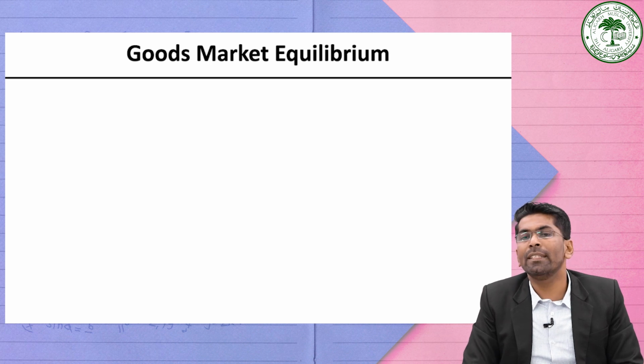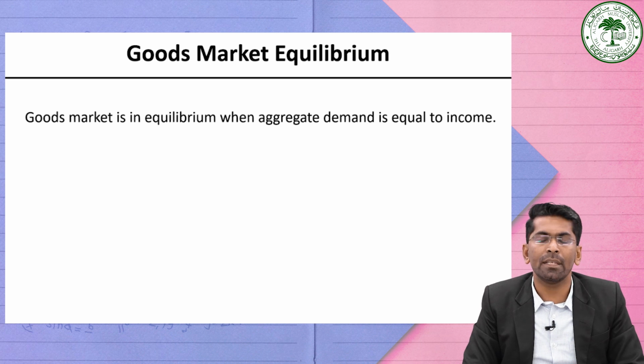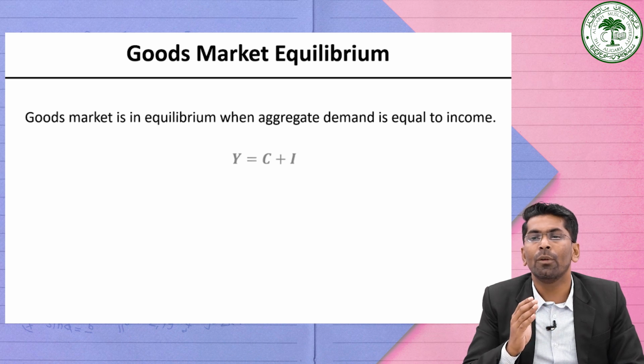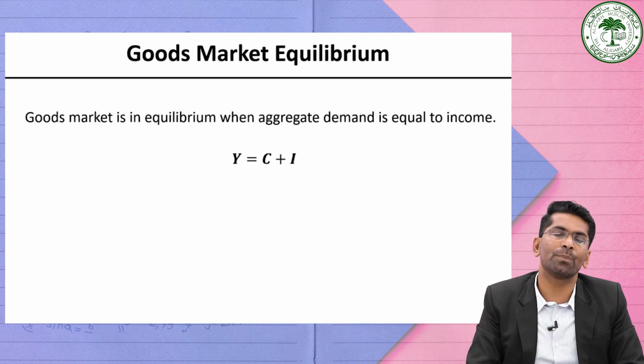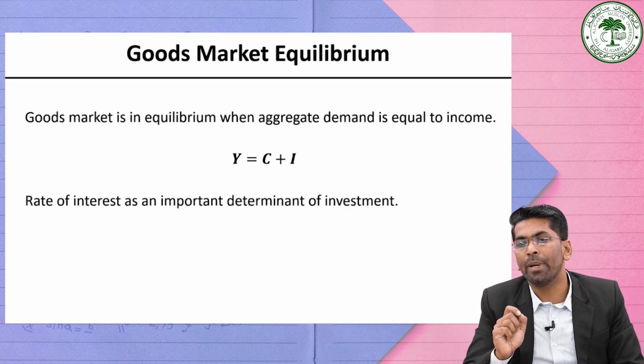The goods market is in equilibrium when aggregate demand is equal to the income level. Aggregate demand is generally determined by consumption demand and investment demand. That's why, as per the Keynesian framework, we can write income is equal to consumption plus investment, that is, consumption demand and investment demand. And in the Keynesian model, the goods market is in equilibrium.